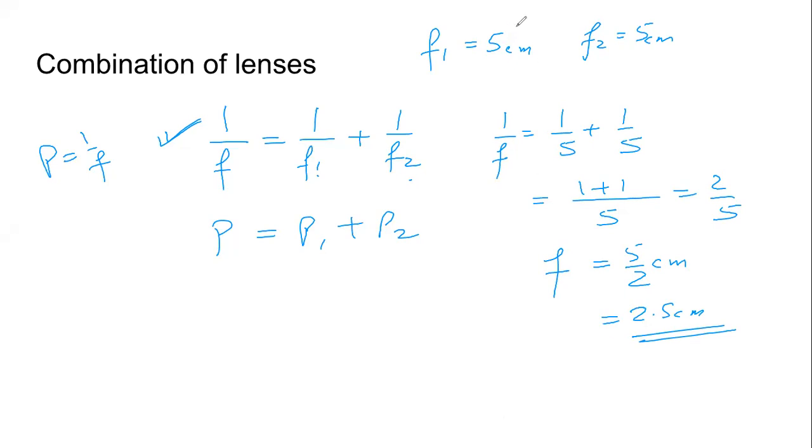So we are taking lenses of focal length 5 centimeters each, and when we combine them, the effective focal length of the combined lens will be 2.5 centimeters. Means the power will be double of the individual lens. Focal length half हो गया, तो power double. This is the correct calculation.